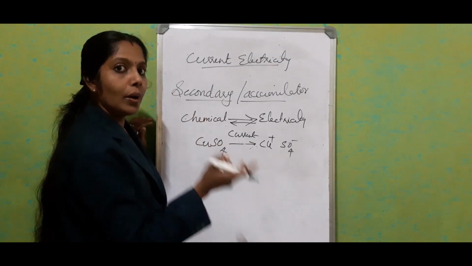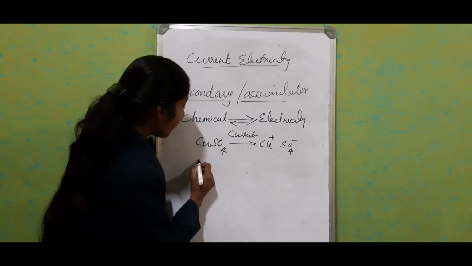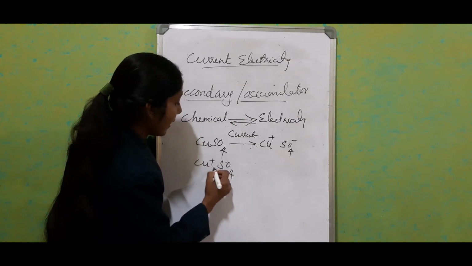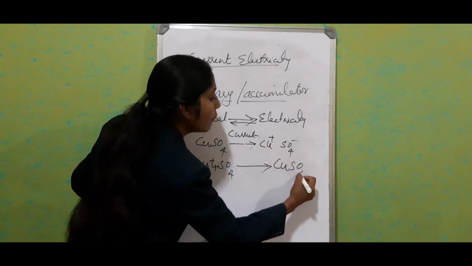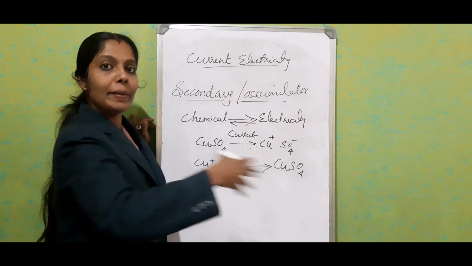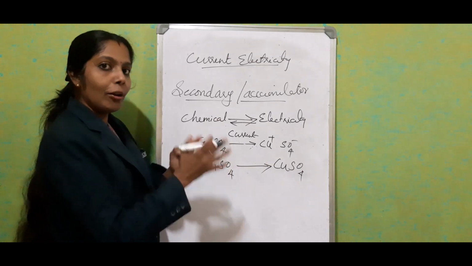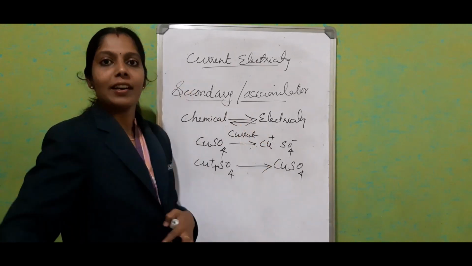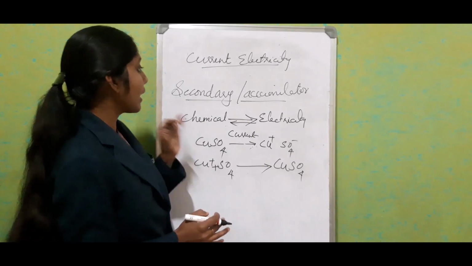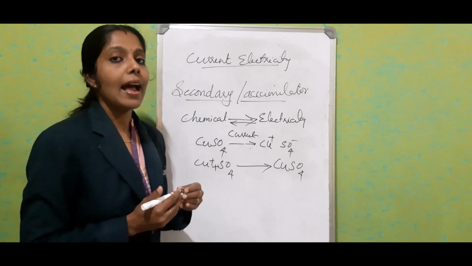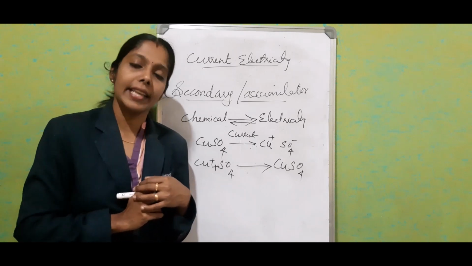Till the process is continuing, we will get the output as electricity. Now, once the charge is over, what are we going to do? We are going to connect it to the power supply. During that time, Cu plus and SO4 minus will join, and it creates CuSO4 back. So it regains its original form. Again it will be filled, and it is ready to convert chemical energy to electrical energy. This is what happens in secondary cells or accumulators. These are the main differences between primary cells and secondary cells.